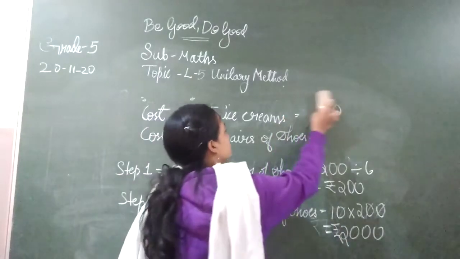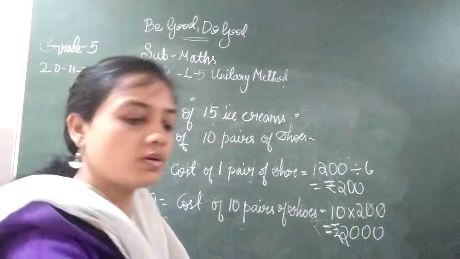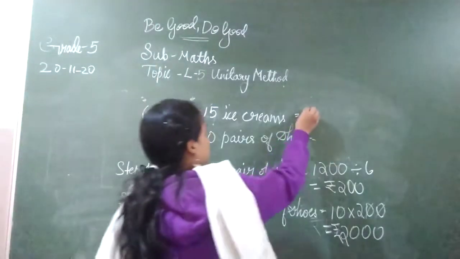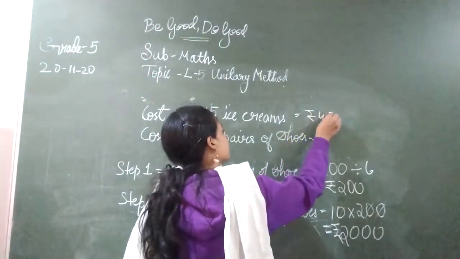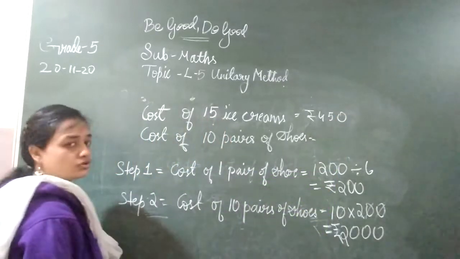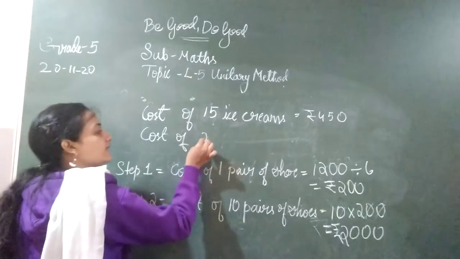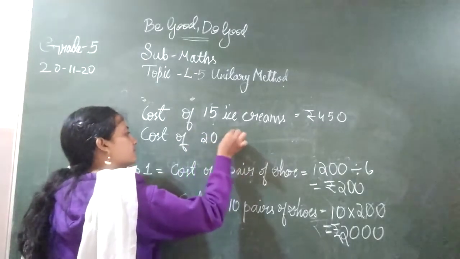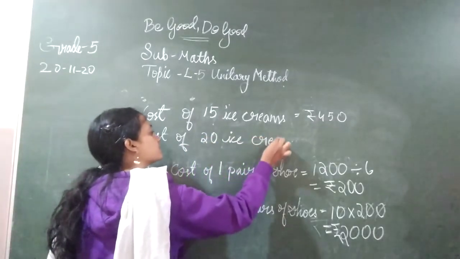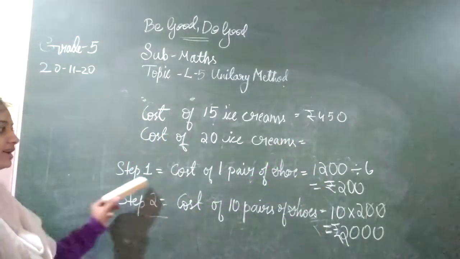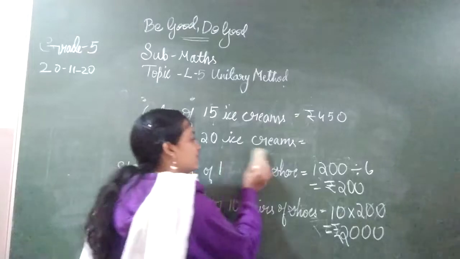So what is the cost, children? The cost is 450 rupees. So what should we find? We should find the cost for 20 ice creams. So let us follow step 1. Find the cost of 1 ice cream.